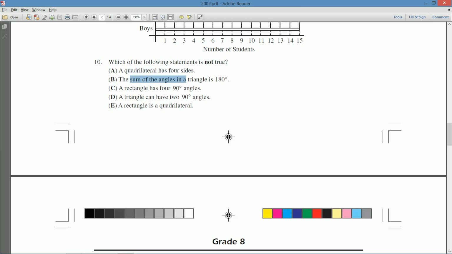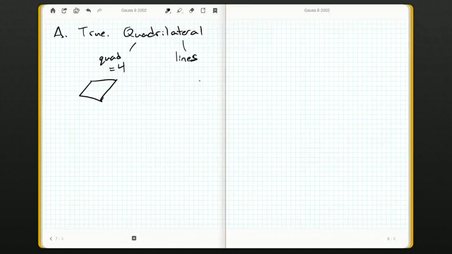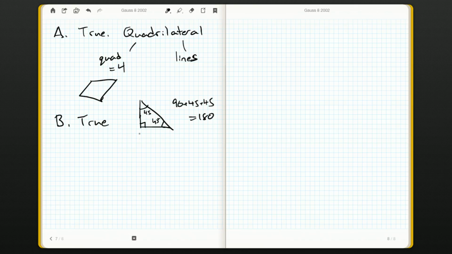B, the sum of the angles in a triangle is 180 degrees. Okay? This is another one that is also true. We can think of really any example we want, but the one that always springs to my mind, just to remind myself, I know that it's a constant, is the 45, 45, 90 triangle. It's a good right angle triangle, and those add up to 180 degrees. If you're not convinced, there are other triangles you can look at.